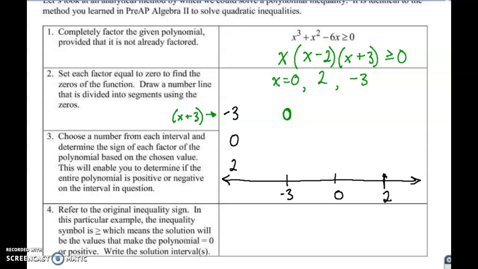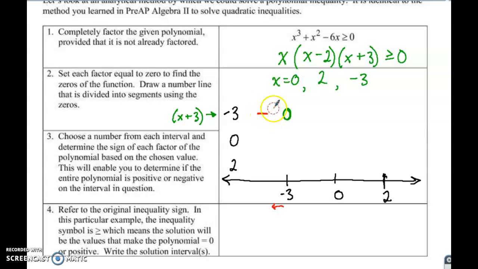All right, I'm going to change colors for a second. Now, what if I picked a number to the left of -3? To the left, let's say -4. Now, it doesn't have to be -4, but it could be. Well, what kind of number do you get when you plug in -4? Well, -4 plus 3 gives you a negative. So the only thing that I care about, so I'm putting a minus sign here.